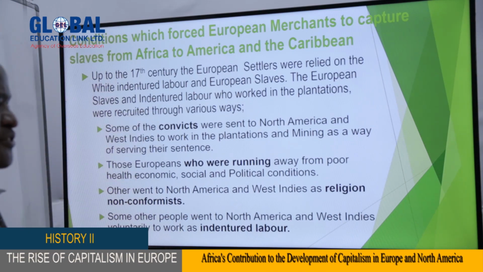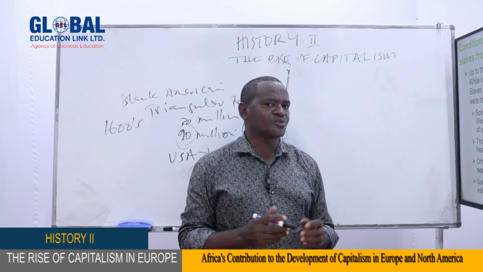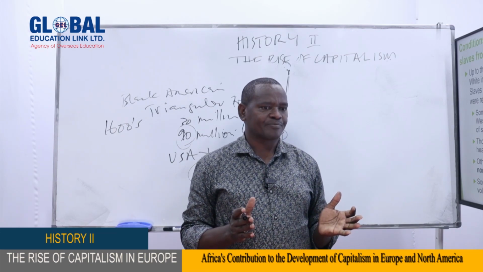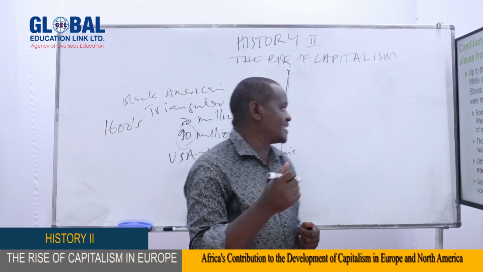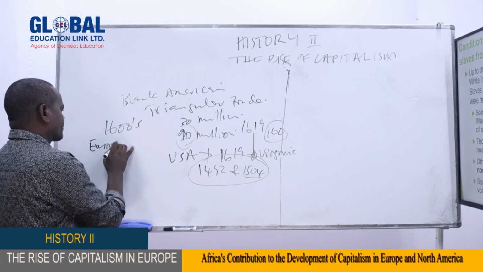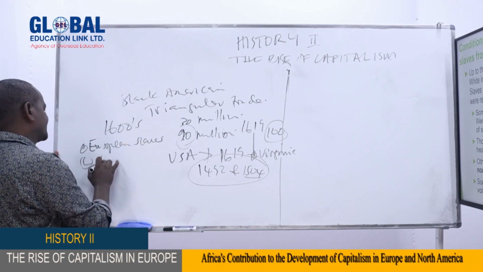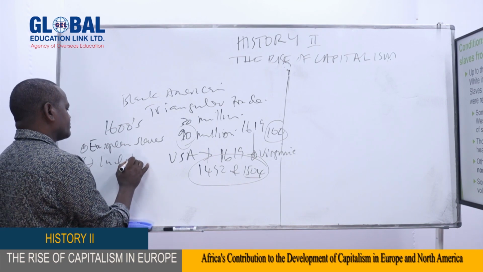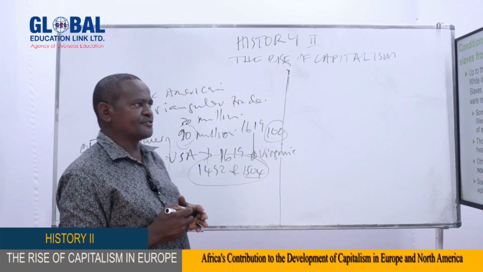In fact, some settlers used to depend on labor from Europe. They were using two kinds of labor, particularly: European slaves, and indentured labor. This is what they used to rely on.